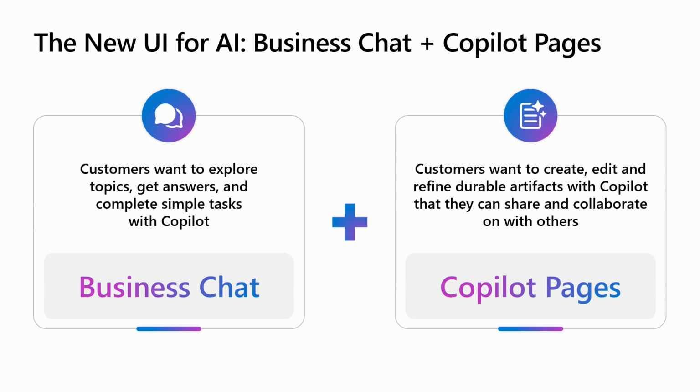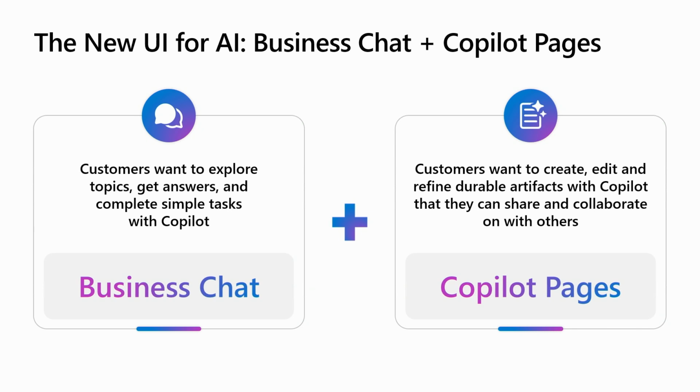They may want to create a blog post for their feature or product launch, like many of us did right before Ignite. Or they may want to write a weekly status update for their project, or create a data analysis that combines both internal and external data. In all of these cases, they want to easily collect some of the responses from the chat and create a durable artifact with Copilot. They want to directly edit Copilot's output. They want to be able to continue to refine the content with Copilot. And then they want to be able to share it and collaborate with their teammates.